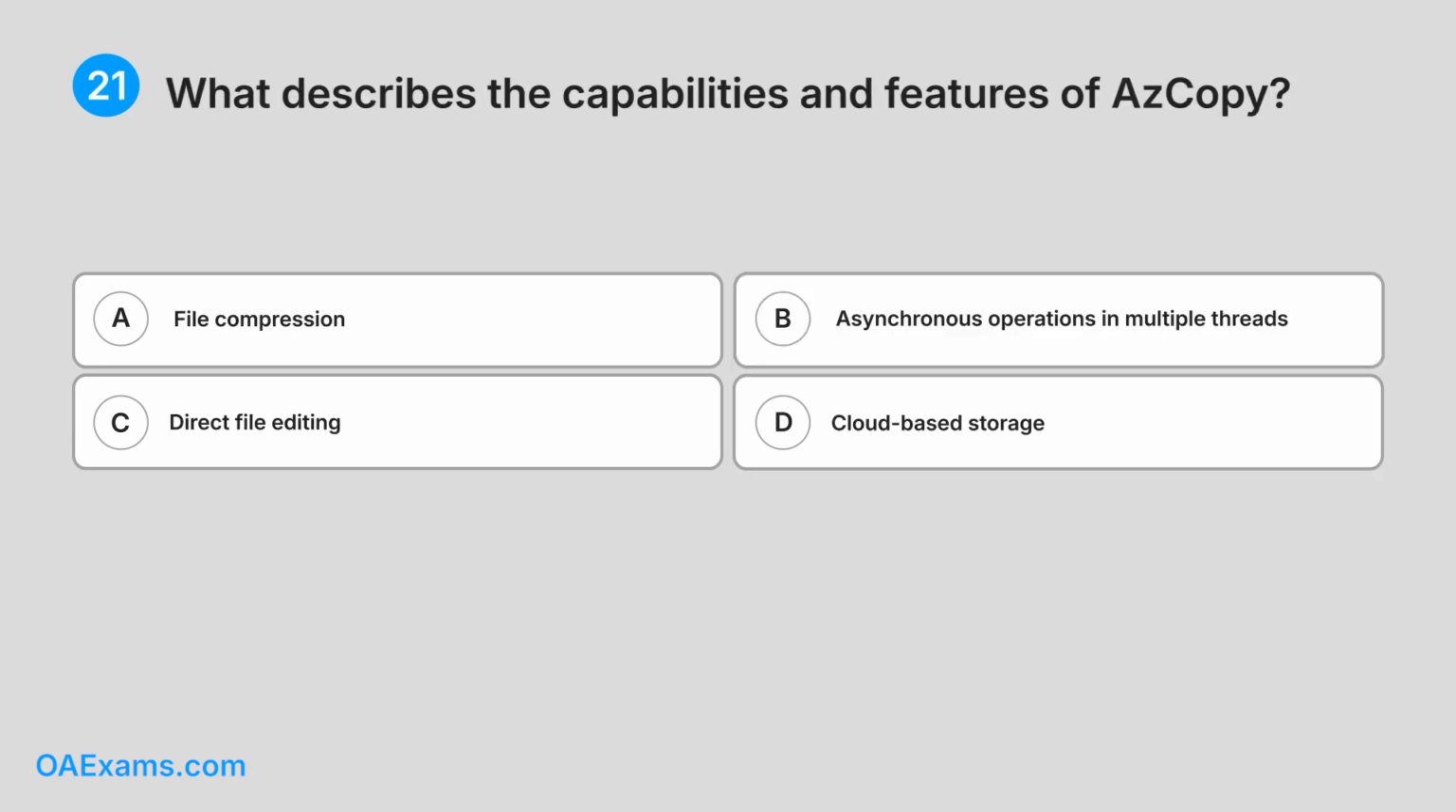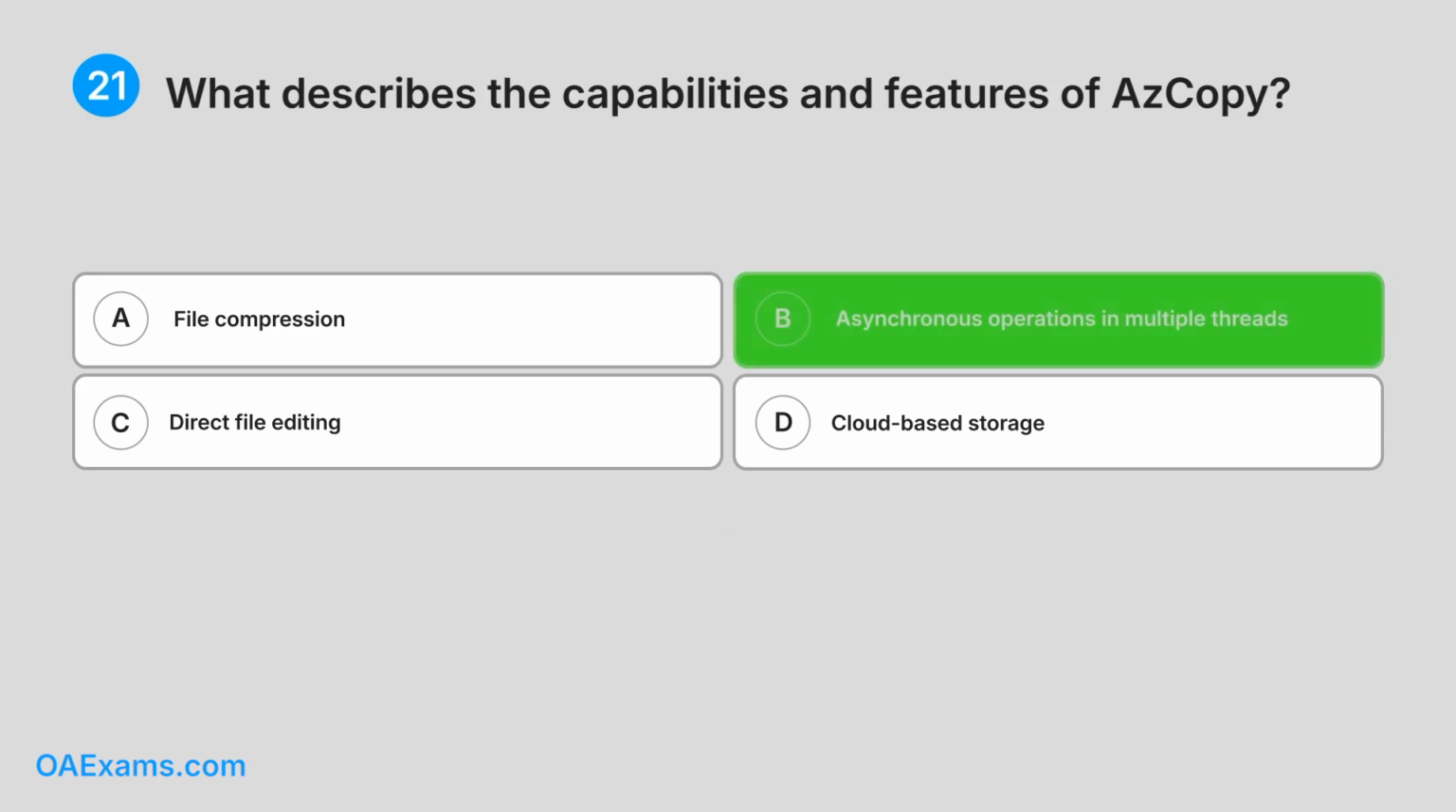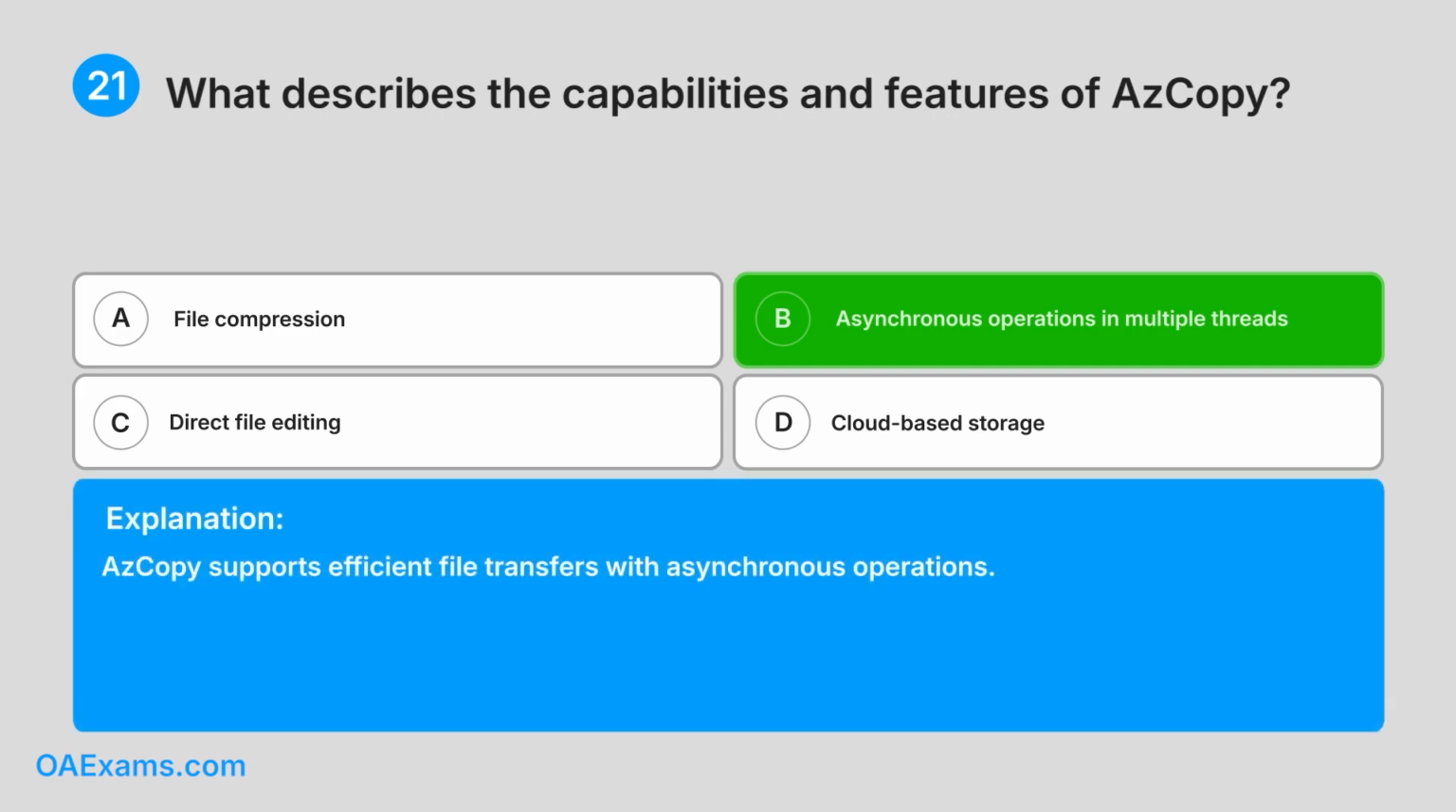21. What describes the capabilities and features of AzCopy? A. File compression, B. Asynchronous operations in multiple threads, C. Direct file editing, D. Cloud-based storage. Can you guess the answer? Correct answer: B. Asynchronous operations in multiple threads. Explanation: AzCopy supports efficient file transfers with asynchronous operations.